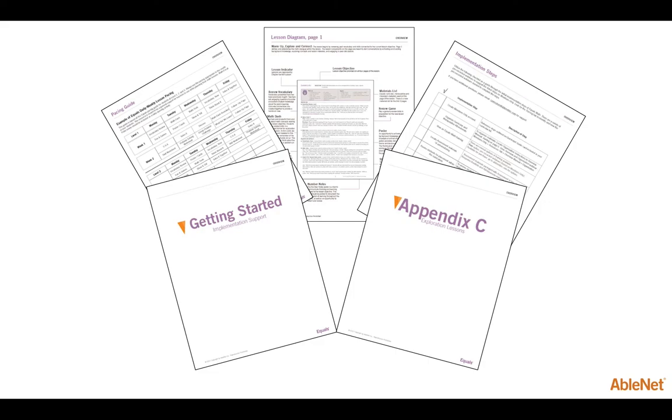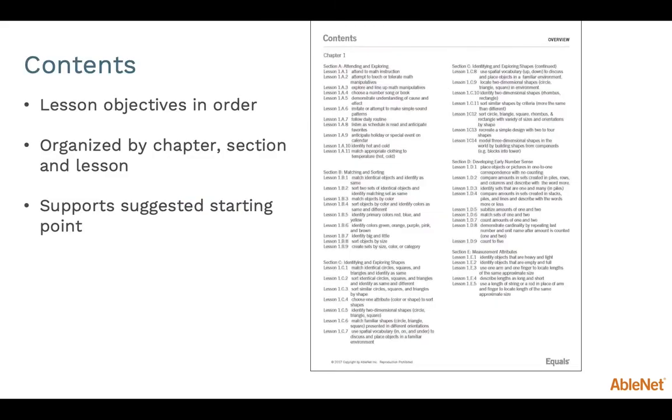Now that you have had a glimpse at the Overview manual, please remember to use the information to support your implementation process. The lesson objectives are listed in the order in which they are presented in the curriculum from Chapter 1 through Chapter 10. The objectives are organized by chapter, section, and lessons. The contents pages in the Overview manual can assist teachers with placing students at the appropriate starting point, identifying skills that students are expected to know depending on their placement, as well as providing a clear understanding of what math skills will be introduced in subsequent lessons.